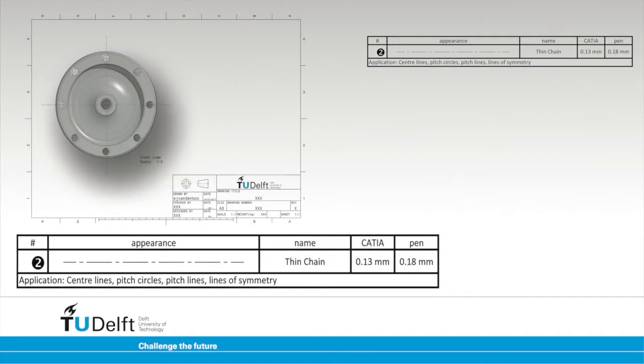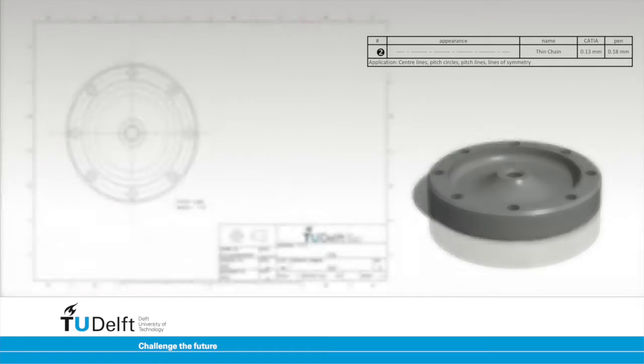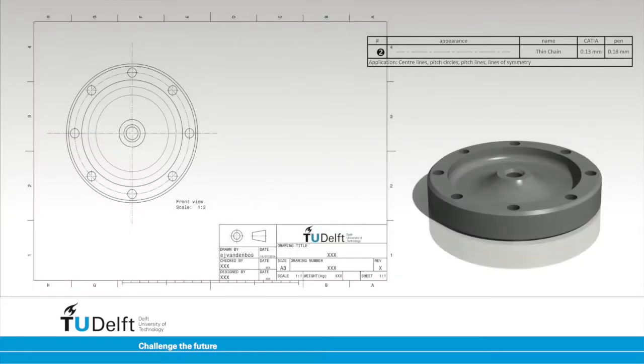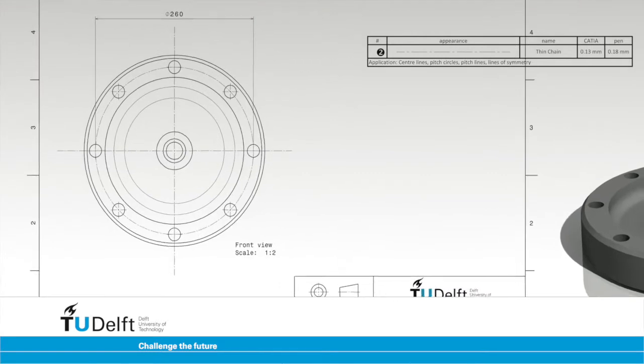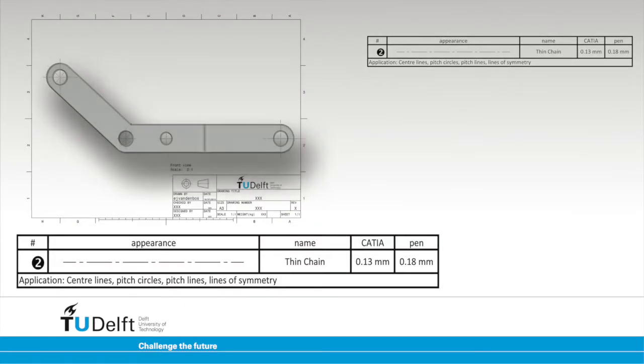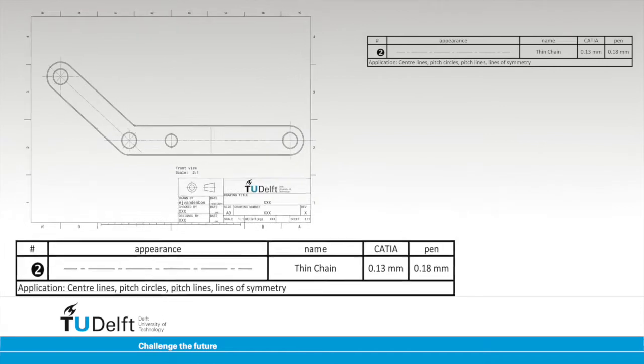Pitch circles are drawn in the case of a circular hole pattern. All the holes' centers are present at the pitch circle, so using a single dimension, the distance of all the hole centers to the pattern center is given. Pitch circles are drawn using a thin chain line. Pitch lines can be drawn to indicate that two centers are aligned. Pitch lines are also drawn using the thin chain line.